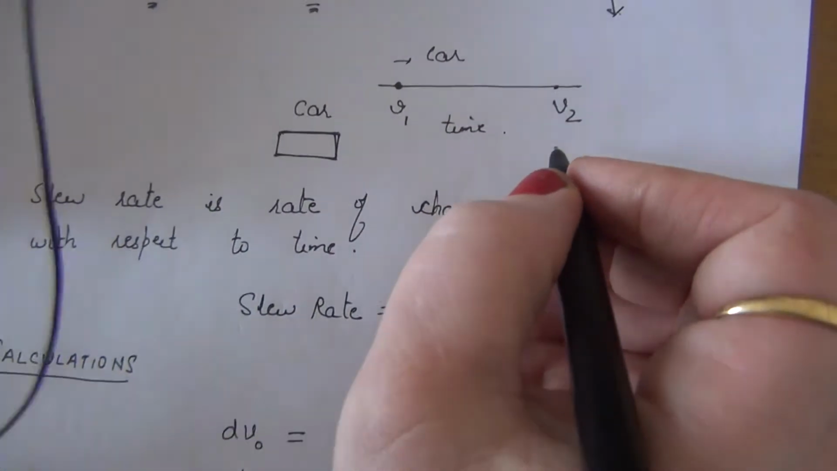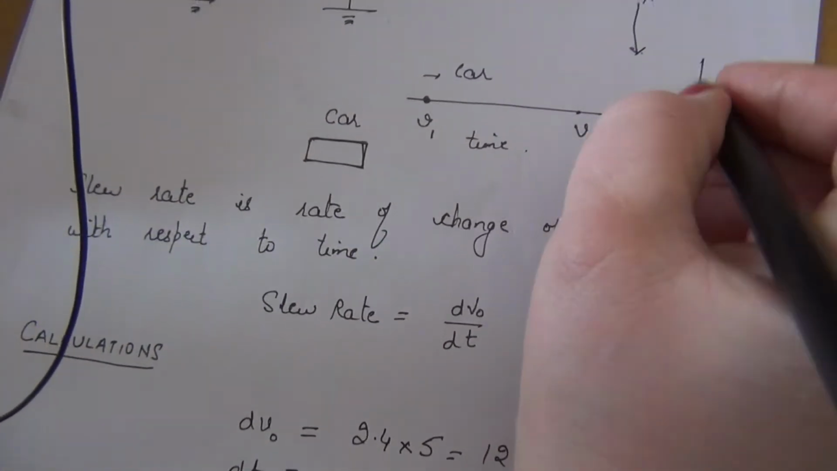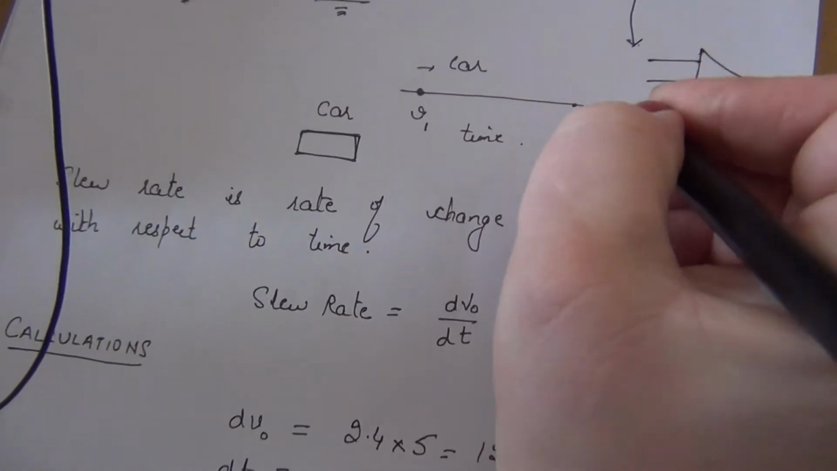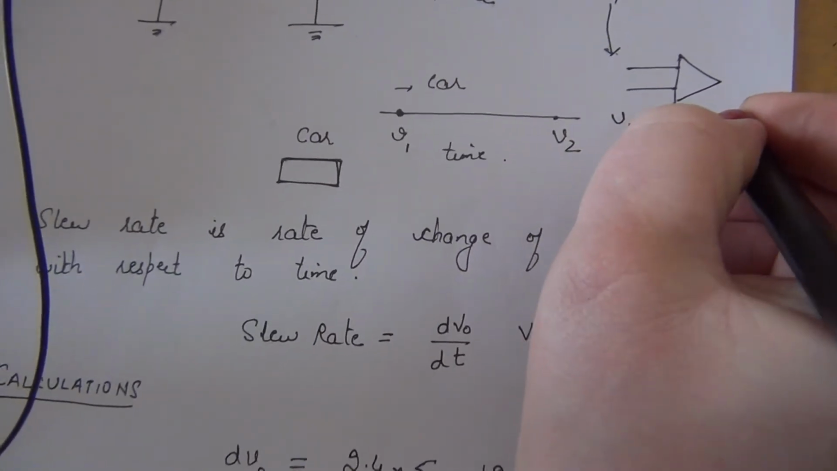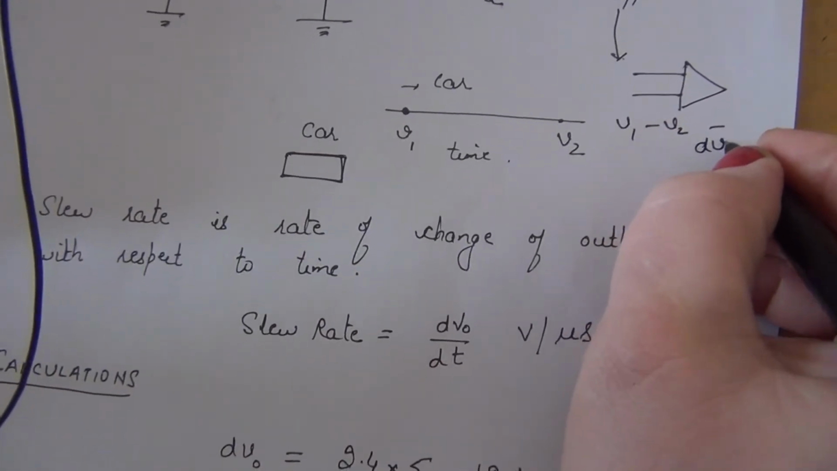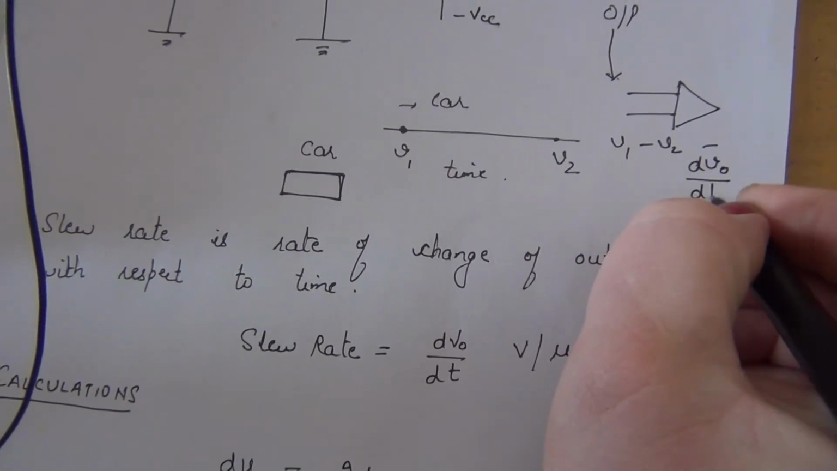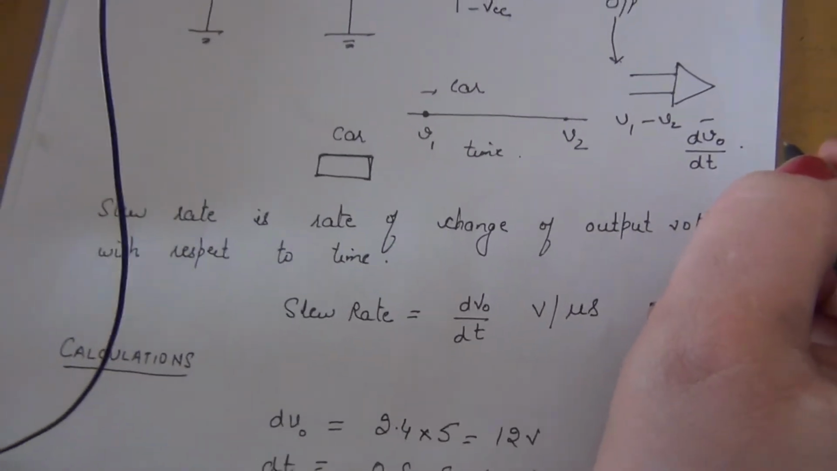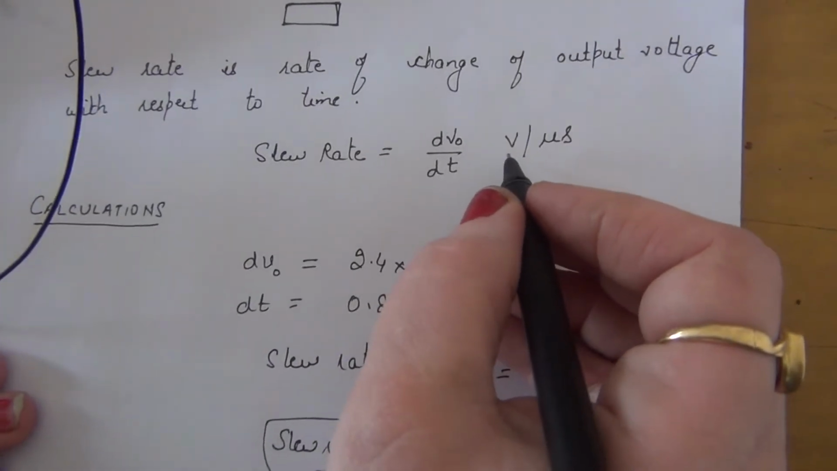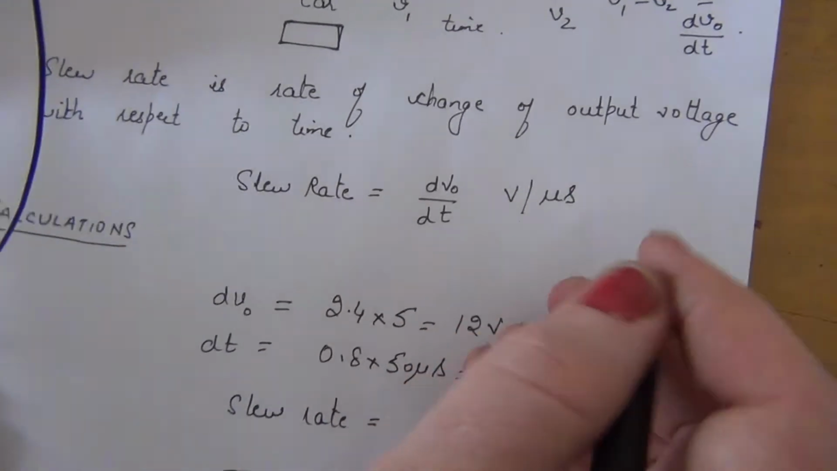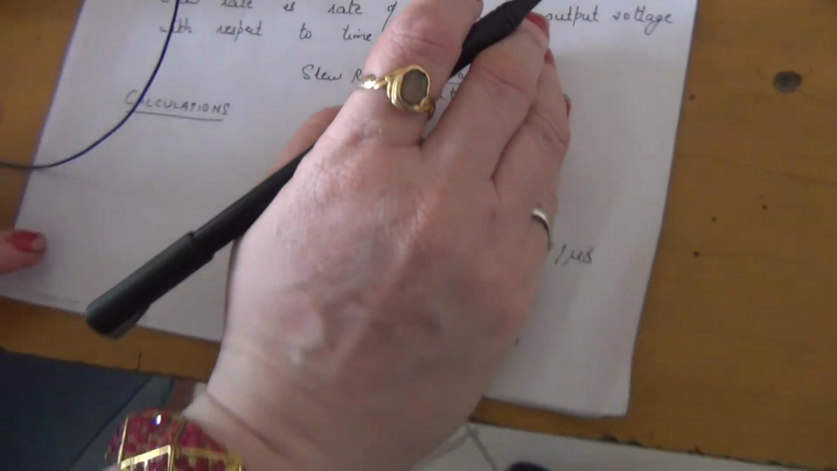In a similar way, in an op-amp, the voltage which has to change from V1 to V2 takes some time. That rate of change of voltage with respect to time is known as the slew rate, and slew rate is always measured in volts per microsecond. For a standard ideal op-amp, the value of the slew rate is 0.5 volts per microsecond. Theoretically and practically there are different values. How can we calculate the slew rate?